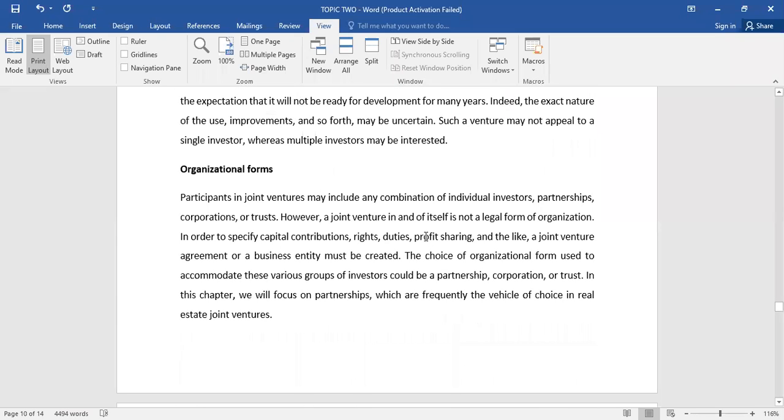Now, in the organizational forms, we say that participants in the JV may include individual investors, partnerships, corporates, or REITs, what we call Real Estate Investment Trusts. However, a JV in itself is not a legal form of organization. You are just coming together, so whatever you do is what we call a working agreement.